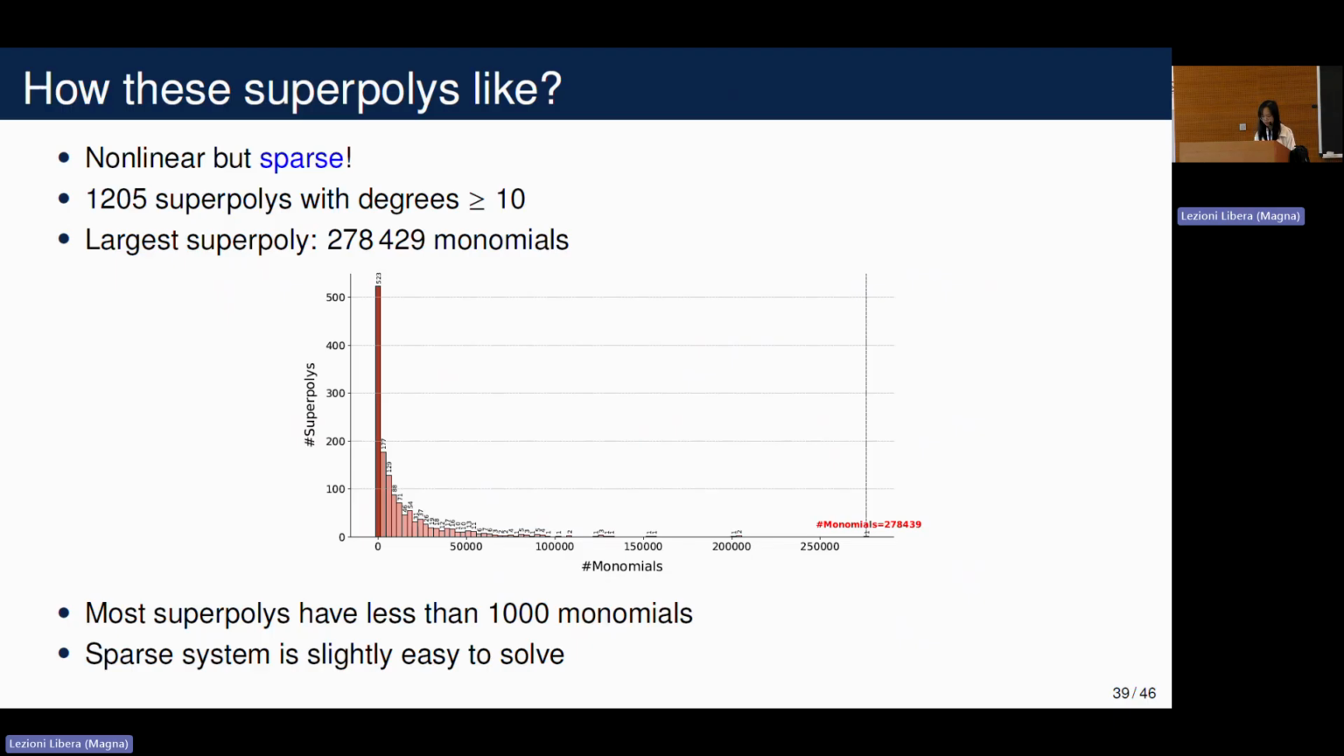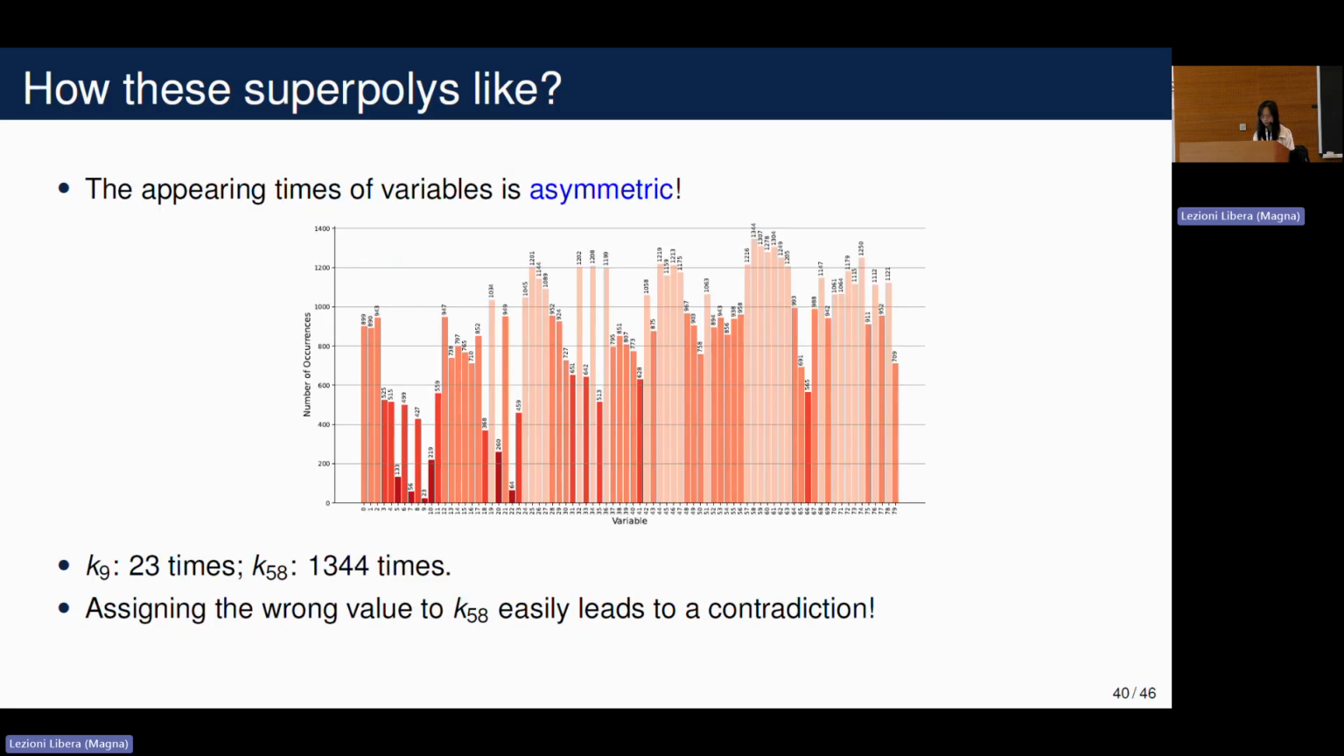Traditionally, a sparse system is slightly easier to solve. The appearing times of variables are asymmetric. We also ran 16,000 experiments shown in the picture. We can see K9 appears 23 times and K58 appears more than 1,300 times. This tells us that assigning the wrong value to K58 easily leads to a contradiction.